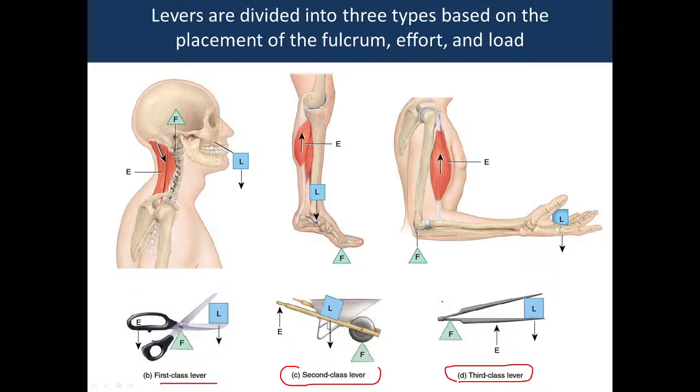But the third class levers have the effort between the fulcrum and the load. These levers operate like a pair of forceps and are the most common levers in the body. Third class levers always produce a mechanical disadvantage because the effort is always closer to the fulcrum than the load. In the body, this arrangement favors speed and range of motion over force.